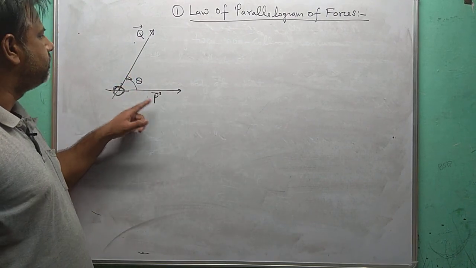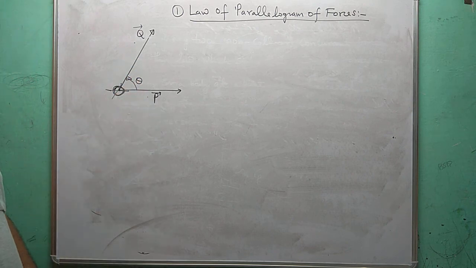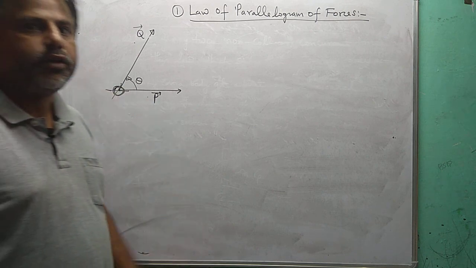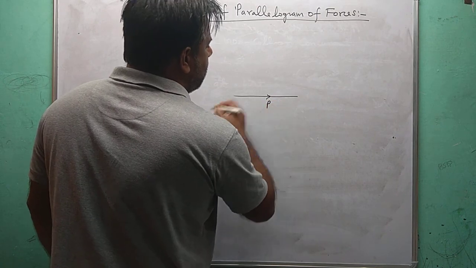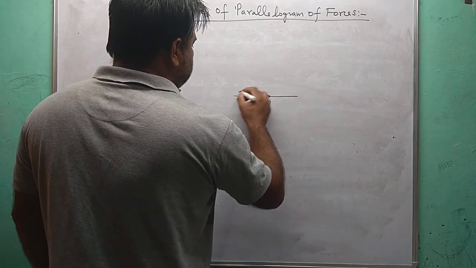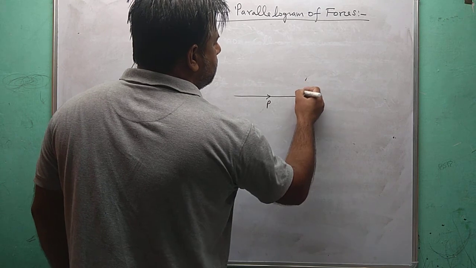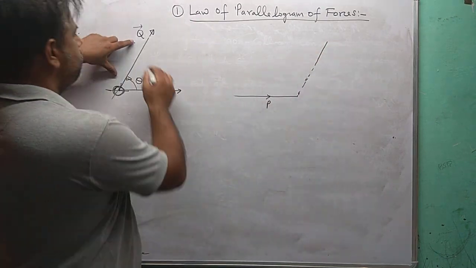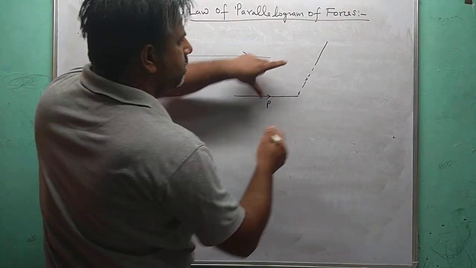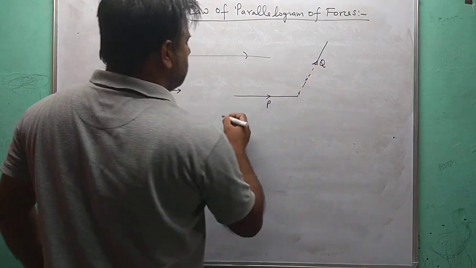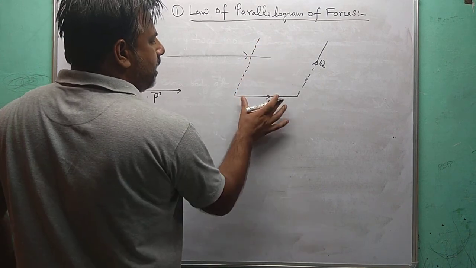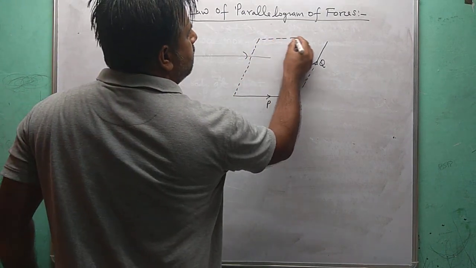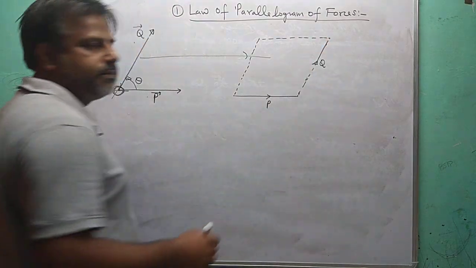So if two forces are acting on a body, then the magnitude and direction of these two forces can be represented by the adjacent sides of the parallelogram like this. This is my P force. Another force is my Q force. You may shift this Q force from here to here. So this is my Q force. Similarly, this force you may represent like this, and this force vector you may represent here. In this way you may complete the parallelogram.